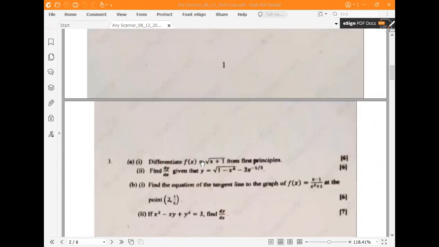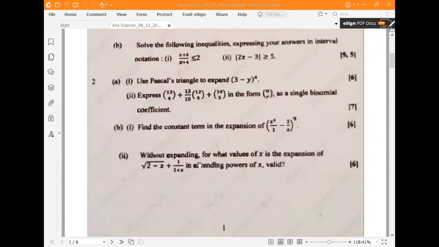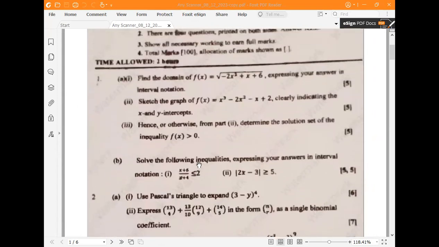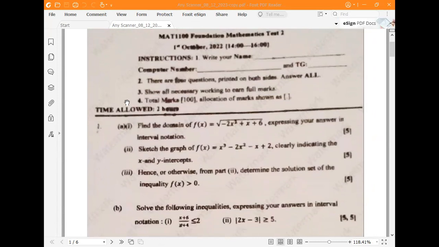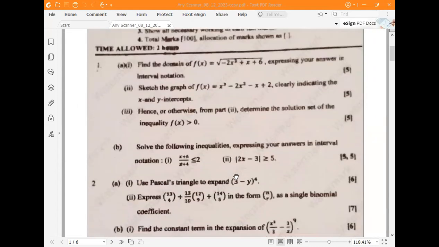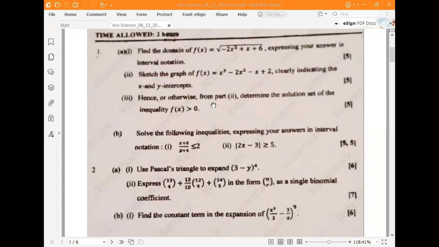But I think we are here for the test. So I want to revise this test paper. Of course, this was 1100 testing. Okay. So question 1 says, find the domain of f expressing your answer in interval notation.